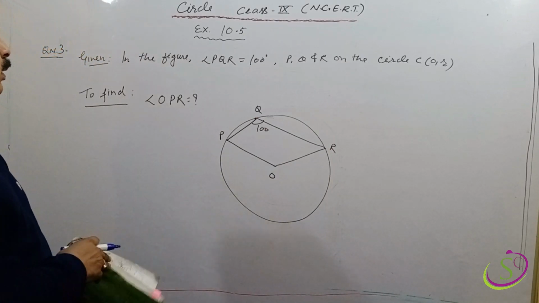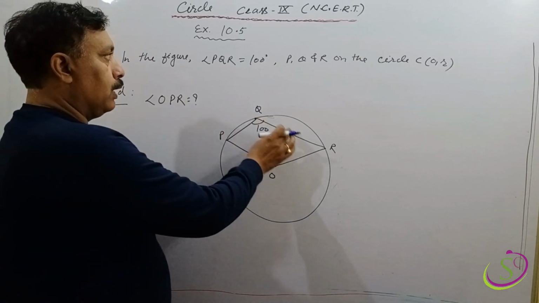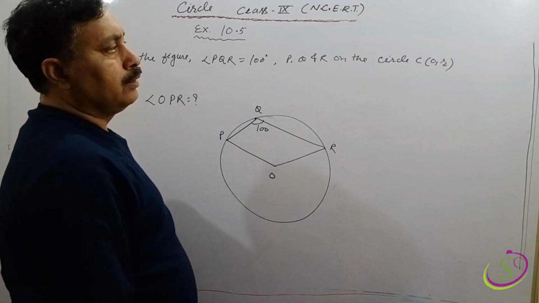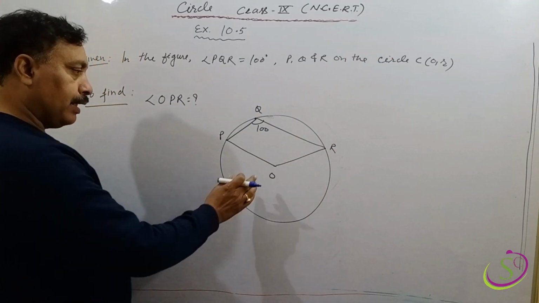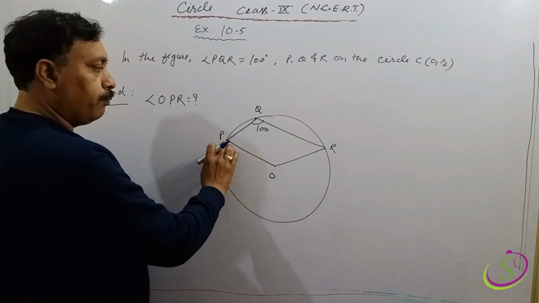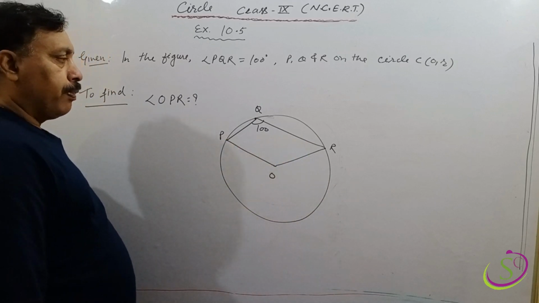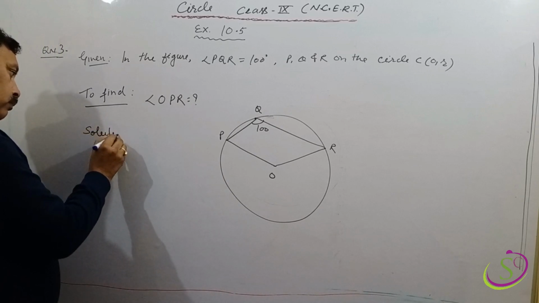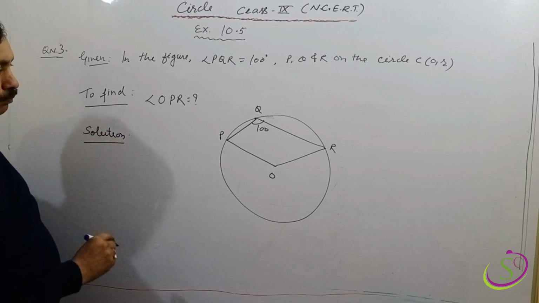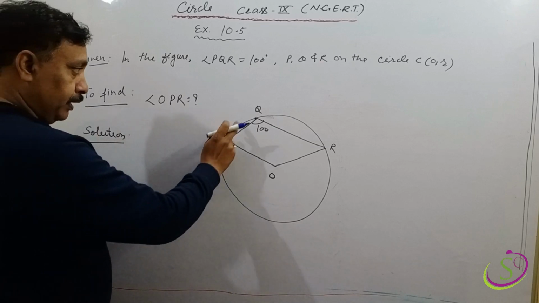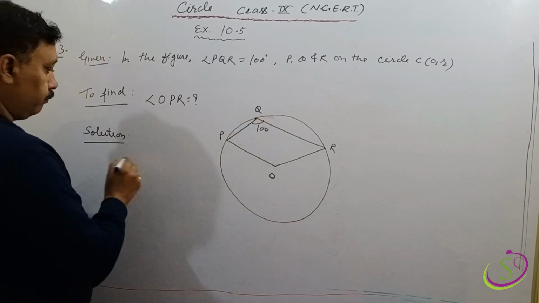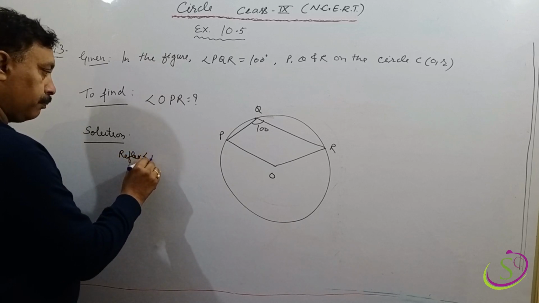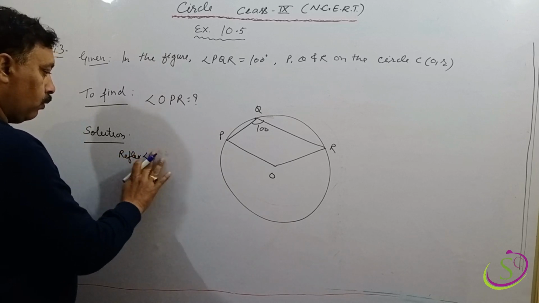Question number 3. In the figure, angle PQR is 100 degree and points P, Q, R are on the circle with center O. Then find the angle OPR. अभी OPR एंगल मैंने अभी कंस्ट्रक्ट नहीं किया. So solution, yes, angle PQR, reflex of angle POR.